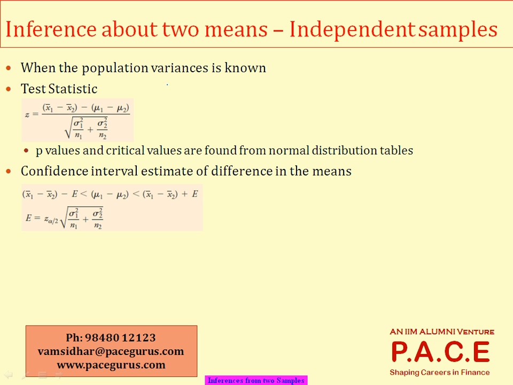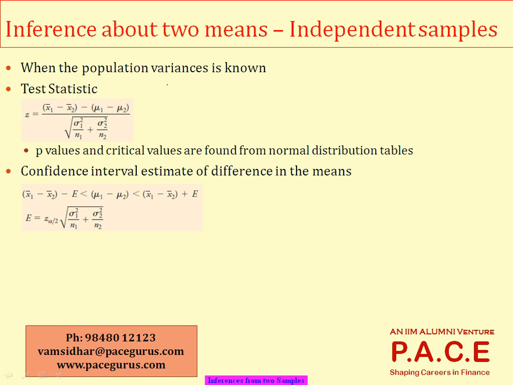Right? Now, in case the population variances are known, then all the difference is I have to replace S1 with sigma 1, S2 with sigma 2, and the t test will become a z test. Nothing much. So the critical values also will come from the z table or the normal distribution table instead of the t table. Right? Everything else remains the same.